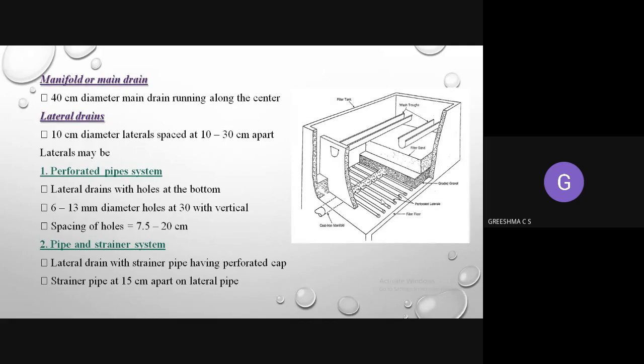Another important thing is that these lateral drains will have a perforated pipe system and a pipe strainer system. What do we mean by perforated pipes and pipe strainer system? The perforated pipe system means the lateral drains with holes at the bottom, 6 to 30 mm diameter holes, and the spacing of these holes will be 7.5 to 20 centimeter. As you see in this figure, the lateral drains have holes in the bottom portion.